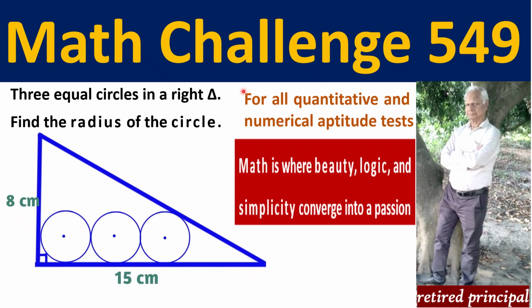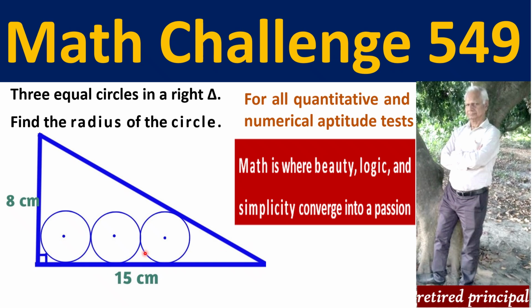In Math Challenge 549, we have a right angle triangle and three circles aligned along the bottom of the triangle, as you can see. All three circles are equal in size, with equal radii, and we have to find the radius. The radius of each circle is equal and we have to find it.